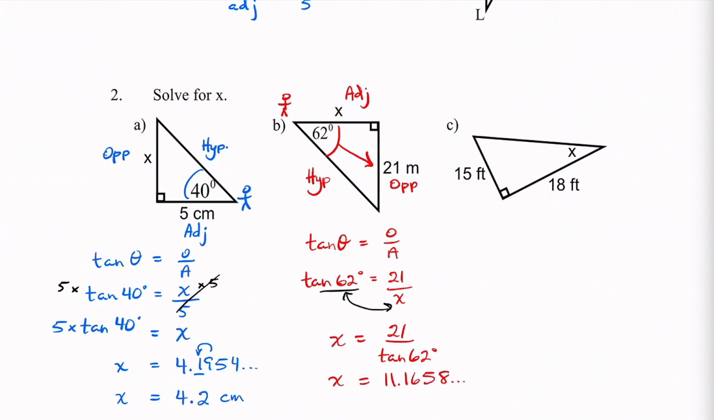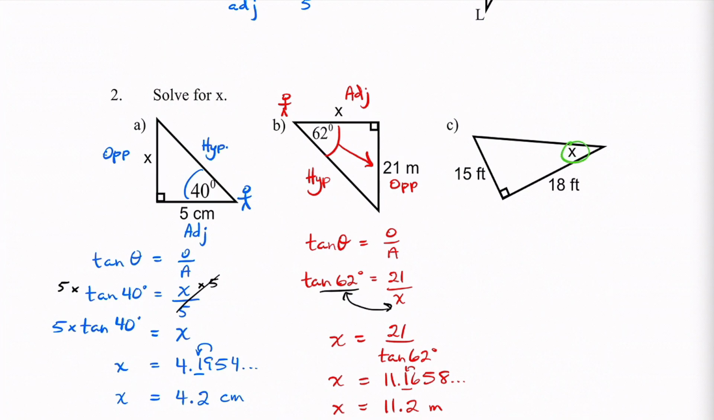Okay, and then we're going to round this to the nearest tenth again. So that's 11.1658. That 6 is going to round up the 1, so we're going to get 11.2. And that was meters in this one. Meters right there. Okay, on to the last one.